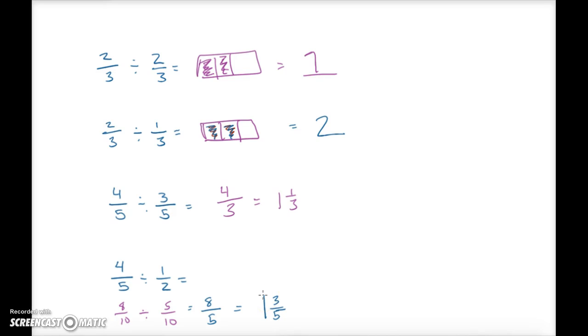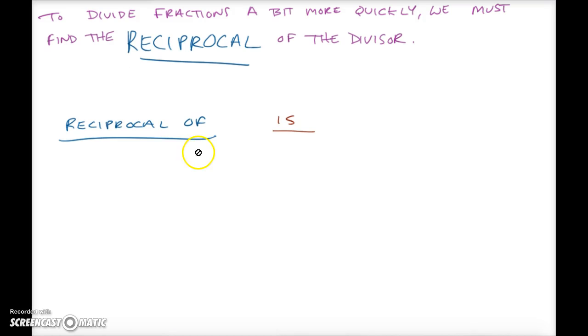Now, there is actually, I think, a quicker way than finding a common denominator. So let's see what we can do. In the first few, we found a common denominator and then we just divided our numerators. But here's a different way that you're going to see more traditionally taught. It's going to be a little bit quicker than finding a common denominator sometimes. So to divide fractions a bit more quickly, we must find the reciprocal of the divisor.